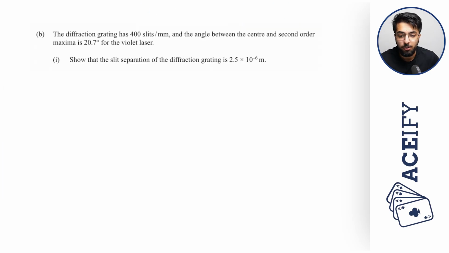The diffraction grating has 400 slits per millimeter, and the angle between the center and second order maxima is 20.7 degrees for the violet laser. Show that the slit separation of the diffraction grating is 2.5 times 10 to the negative 6 meters.